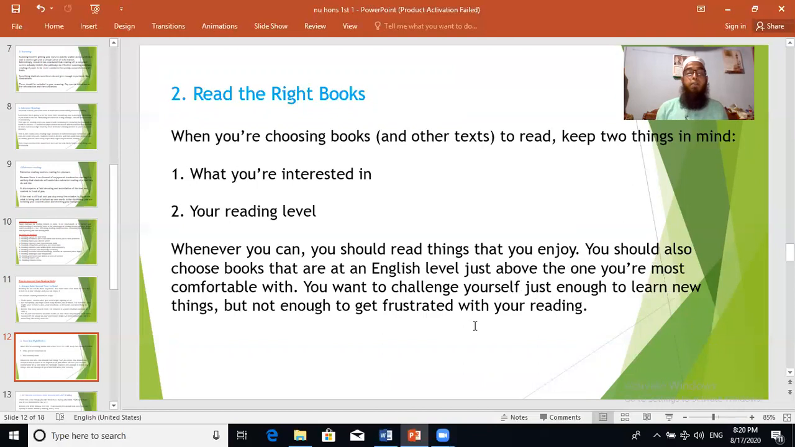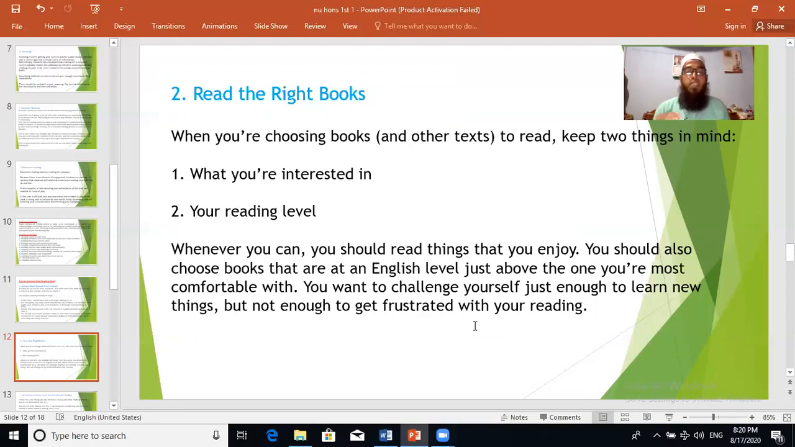What is the meaning here? The meaning is that you have to choose a book that you are interested in. If you don't find any interest in the book, you will not like to read it. Another thing you need to keep in mind is the level. The book should not be so easy for you that you know everything in it. If you read the book again and again, you cannot gather anything new from it.